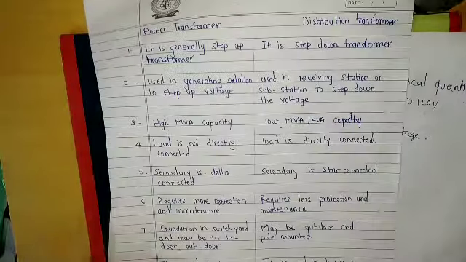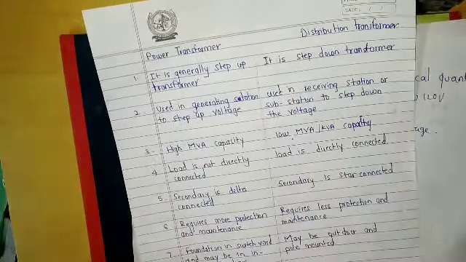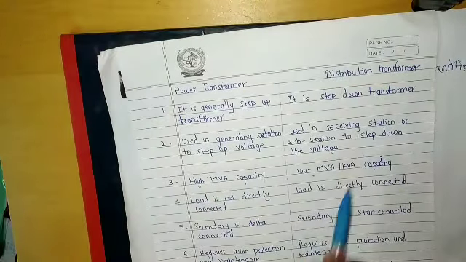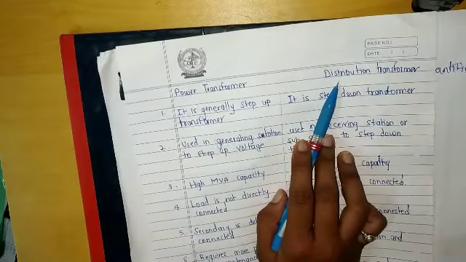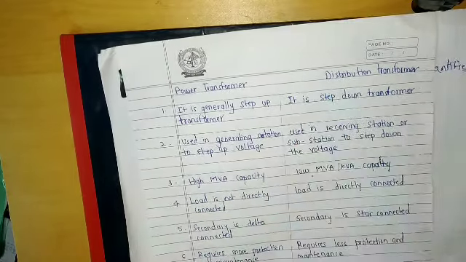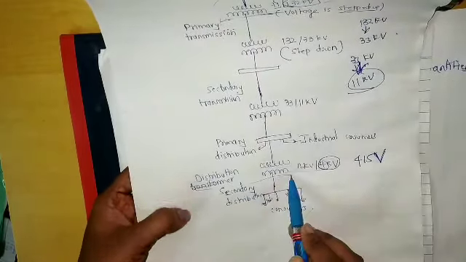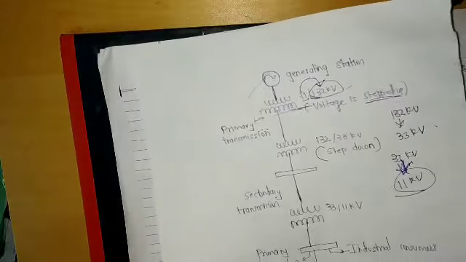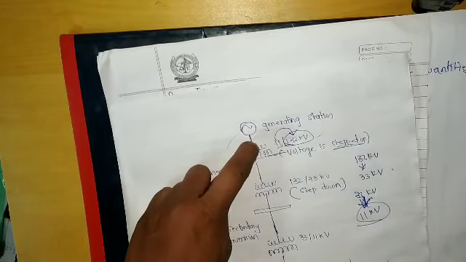So now we will see power transformer and distribution transformer comparison. So where is the power transformer used and where is the distribution transformer used? The name itself says distribution transformer. So where is it used? Here, to distribute the power. So this is called distribution transformer. To distribute the power, we use the distribution transformer, and here in generating stations we use the power transformer, right?